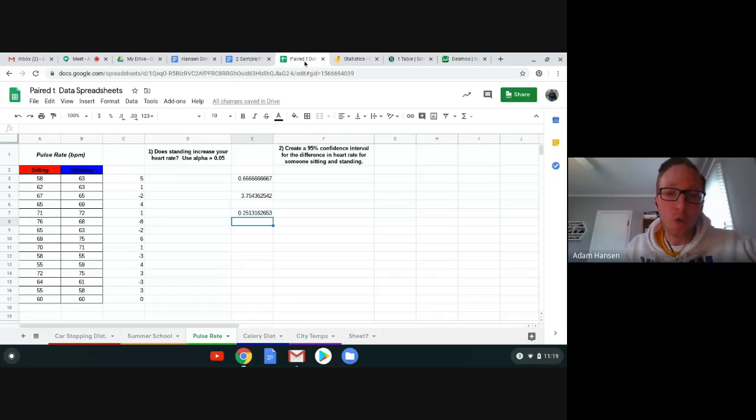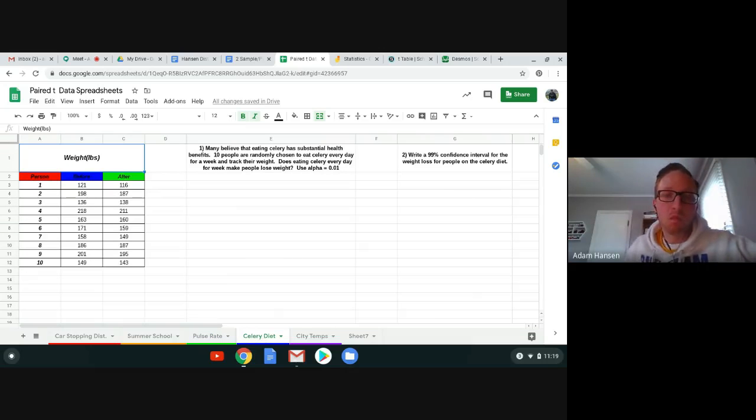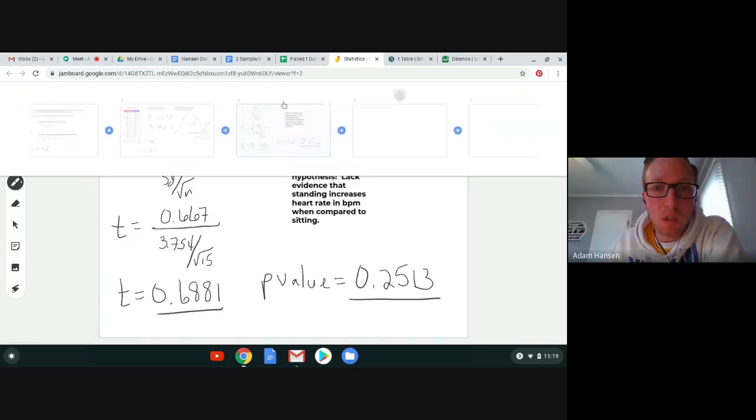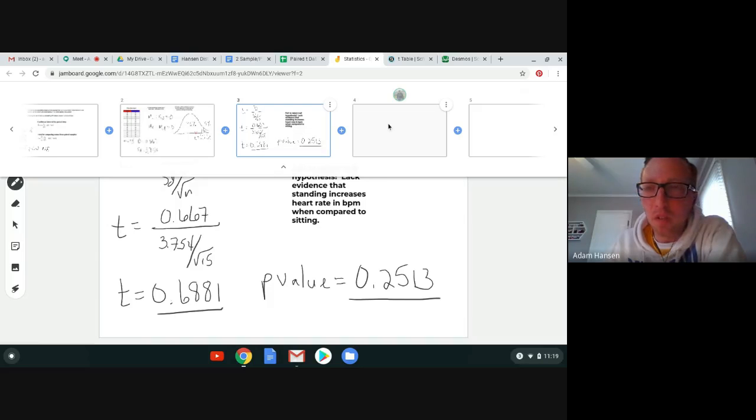Okay. If you go to the Celery diet tab, oh, I'm sorry, we had to do our confidence interval next. Getting ahead of myself. Let's do our confidence interval next.